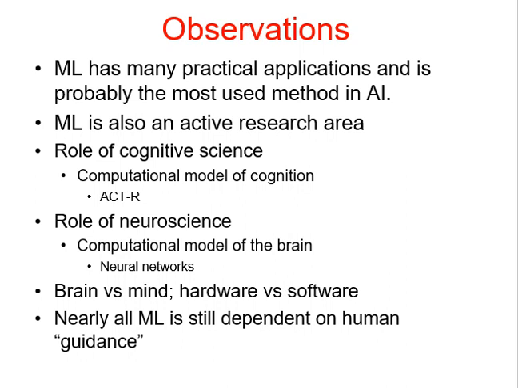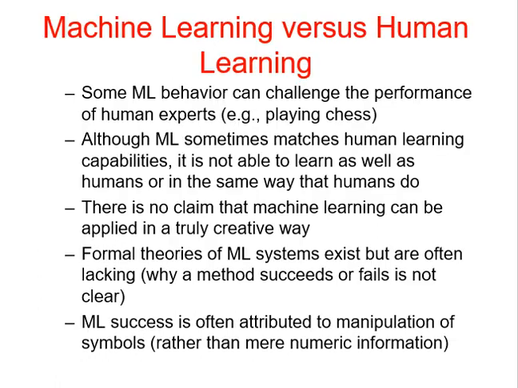Machine learning has many practical applications and is probably the most used method in AI. Machine learning is an active research area, and it is used in the role of neuroscience. All ML is still dependent on human guidance. Now we are going to see machine learning versus human learning. We are going to see the difference between machine learning and human learning.